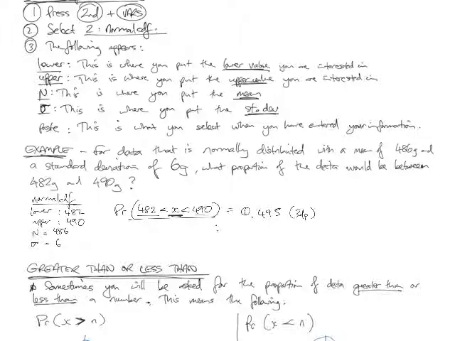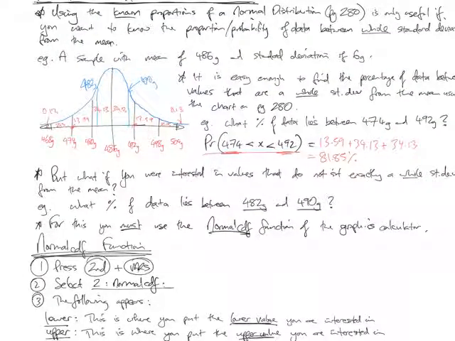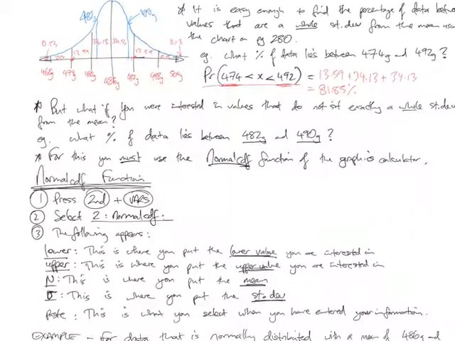So what does that mean? Times by 100, 49.5% of data lies between 482 grams and 490 grams. Does that sort of make sense? Well, if you look at this graph here, this is what I marked between 482 and 490. That is not the majority of the data. It's quite a lot of it, but it's not the majority, so that tends to make sense.